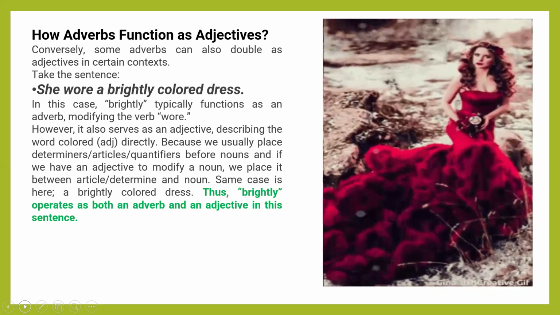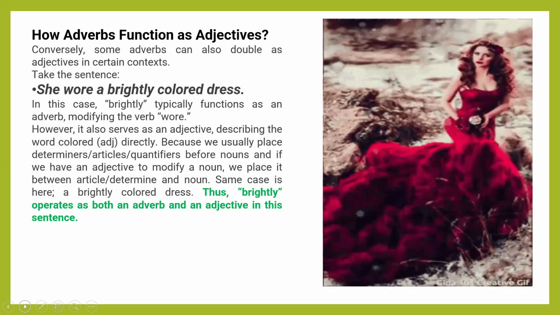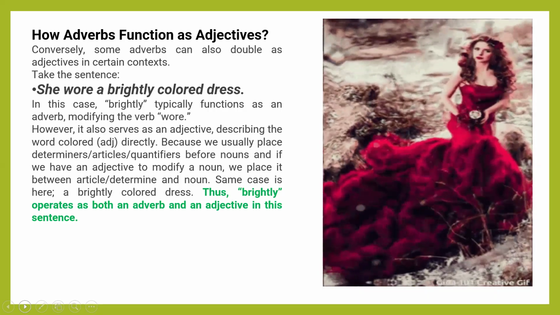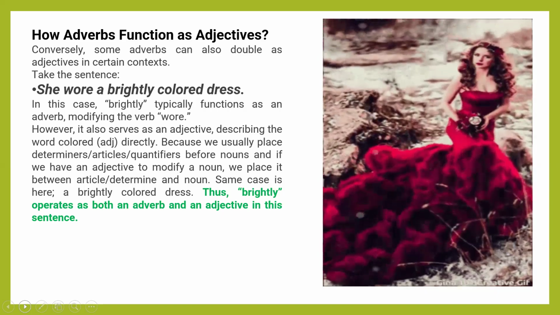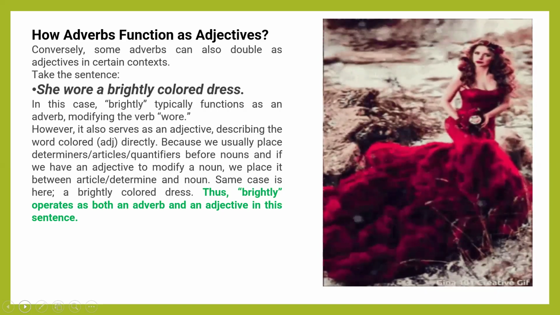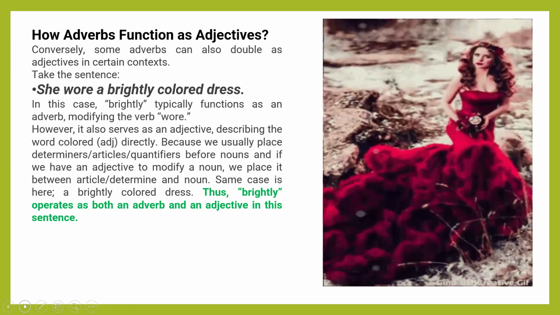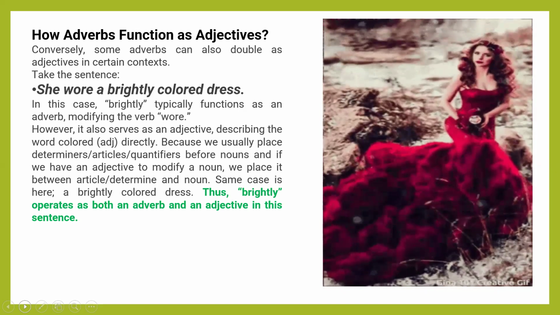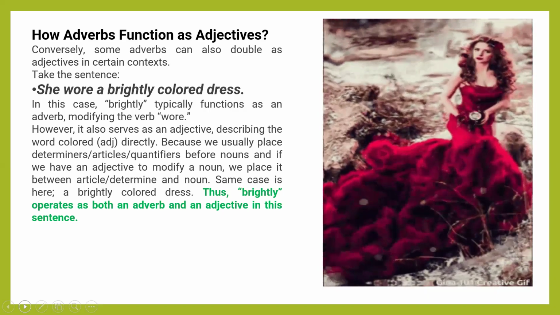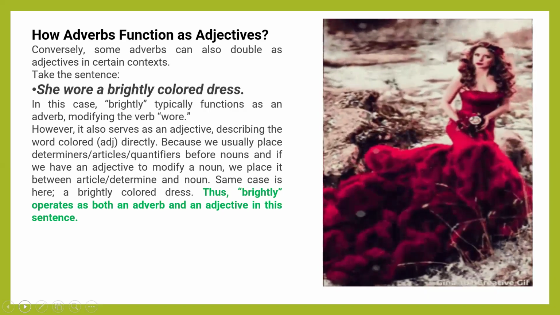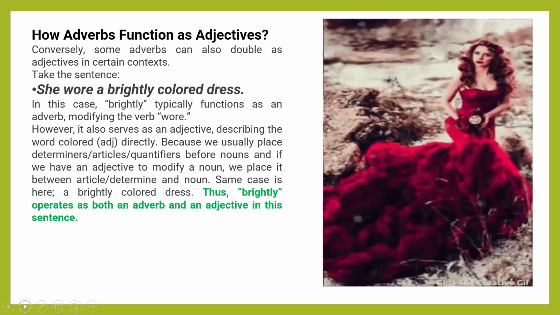Because we usually place determiners, articles, or quantifiers before nouns, and if we have an adjective to modify a noun, we place it between the article or determiner and the noun. So the same case is here: a brightly colored dress. Thus, brightly operates as both an adverb and an adjective in this sentence.